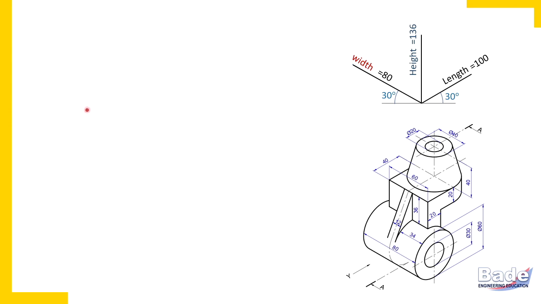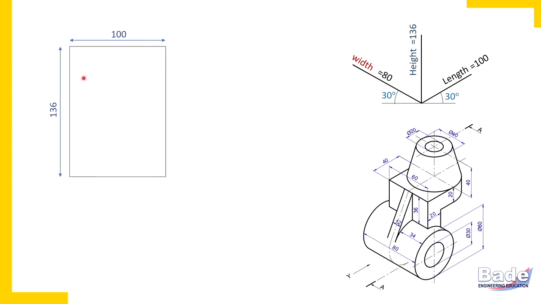Okay, so let's focus first on the length and height view. That is the front view. So length horizontally and height vertically. So how much is length? 100 millimeter. Height 136. So complete that rectangle. Length 100 millimeter, height 136 millimeter, and complete a rectangle. These are not edges of the object, so don't make this rectangle dark.